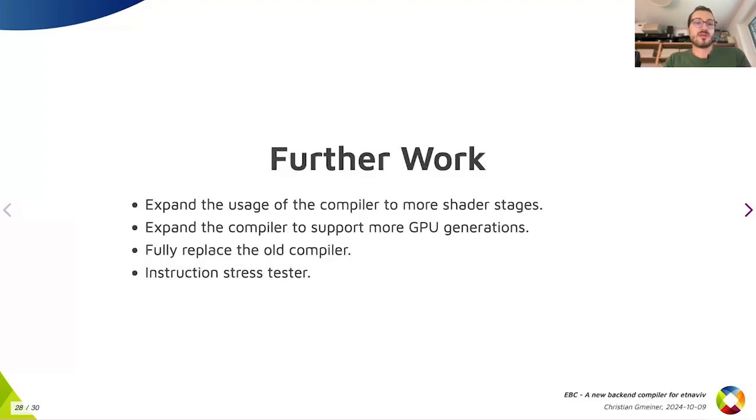There are several things I'm planning to work on moving forward to expand the capabilities of the compiler. First, I want to extend the usage of the compiler to handle more shader stages. Right now, it's focused on OpenCL, but the goal is to cover all shader stages. From the experience with the old compiler, this task shouldn't take too much time. And I think this will be one of the first tasks I want to work on after EBC has landed.